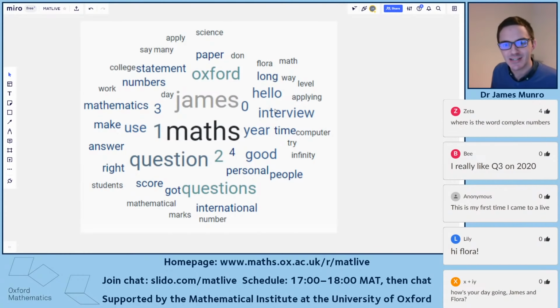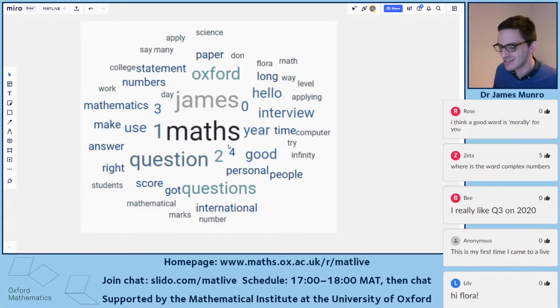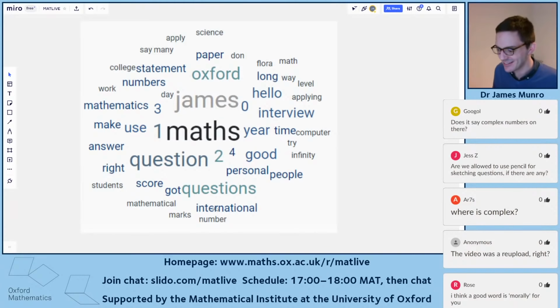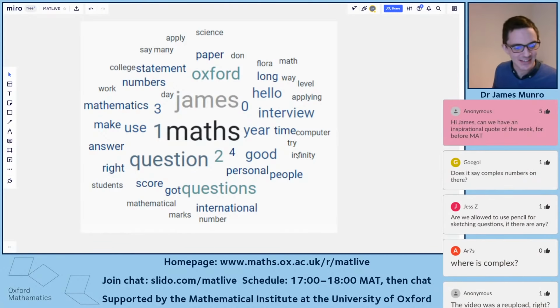You're in the word cloud. Maths is in there. Mathematics. Personal statement I can see. Questions. International, which is nice. Makes me feel like Mr. Worldwide. Mathematical's in there. I can see computer science. Probably those paired together a lot. Infinities in the word cloud. And lots of other stuff too.